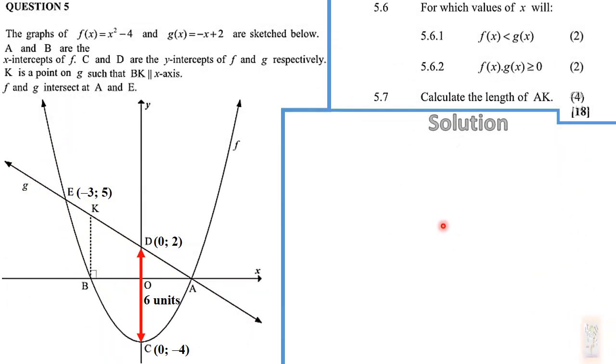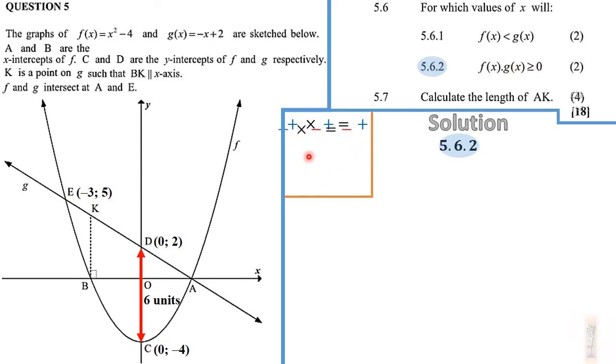Let's look at the solution for 5.6.2. Here we are saying f of x multiplied by g of x is greater than or equal to 0. It means our solution, the product of the two graphs, must be 0 or it must be positive. Now let me remind you that when you multiply a positive by a positive, it will give you positive. It means if f of x is positive and g of x is positive, then our answer is going to be greater than 0. And that is what we want. This will be a solution.